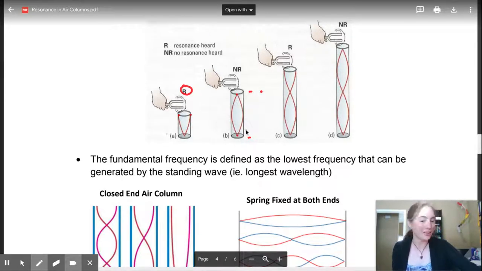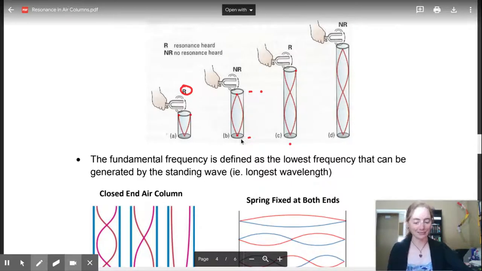You're not going to hear anything. That's where destructive interference occurs. You want constructive interference at the end of the tube for you to hear it. So if we lengthen the tube again, ladies and gentlemen, we then have another antinode at the end of the tube, which means you can hear it again.